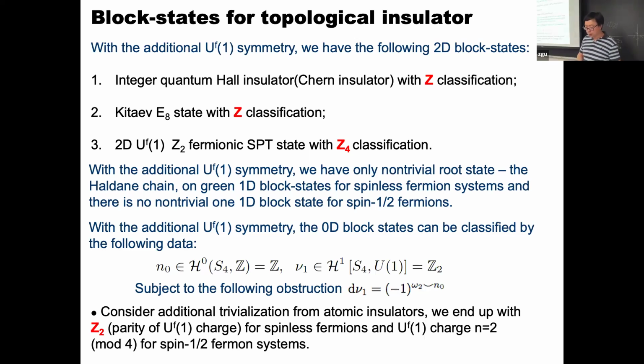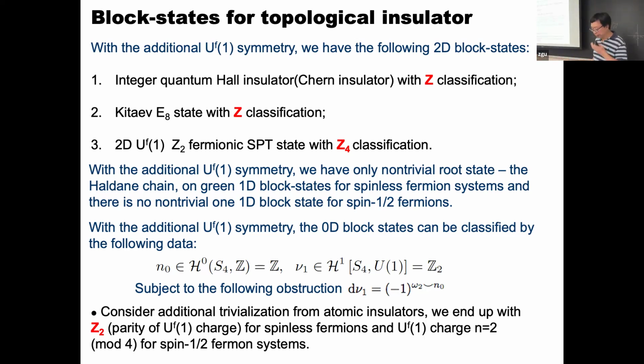Okay. But we also gain some additional simplification, because with the additional U1 symmetry, we have only a non-trivial root state, the Haldane chain, for this 1D block, for spinless fermion. And there's no non-trivial 1D block for the spin one half state, so it's pretty simple for the 1D case. This also simplifies the calculation. And the 0D block is also simple. The 0D block only has a Z2, but of course now we have a Z. This just means the fermion charge. But there's some obstruction. If there's a non-trivial extension, we should worry about this obstruction.